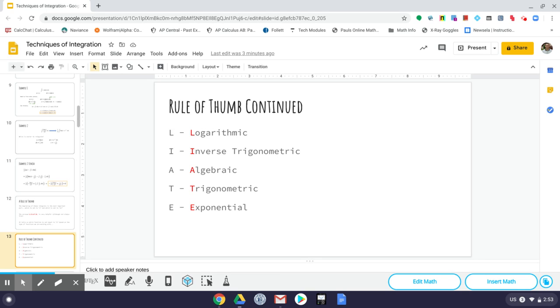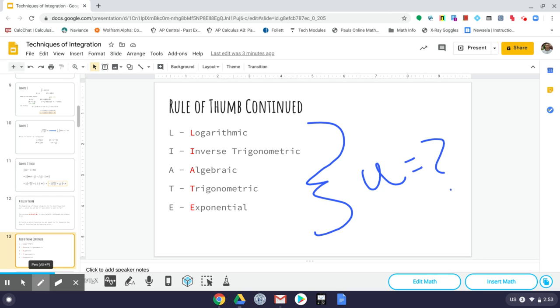Again, this means what do I make u equal to? Okay. If you have a logarithmic function, make it equal to u. Natural log of x, that's logarithmic. I'm going to make that u. That leaves only one other option for dv, right?